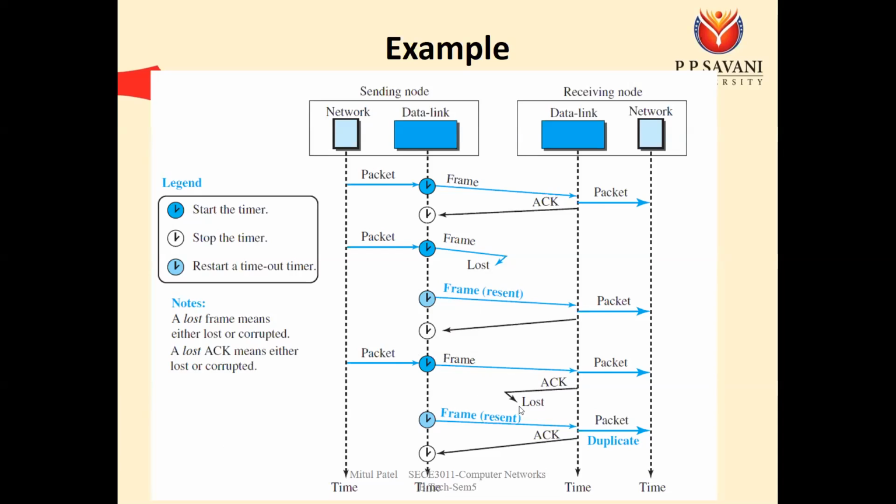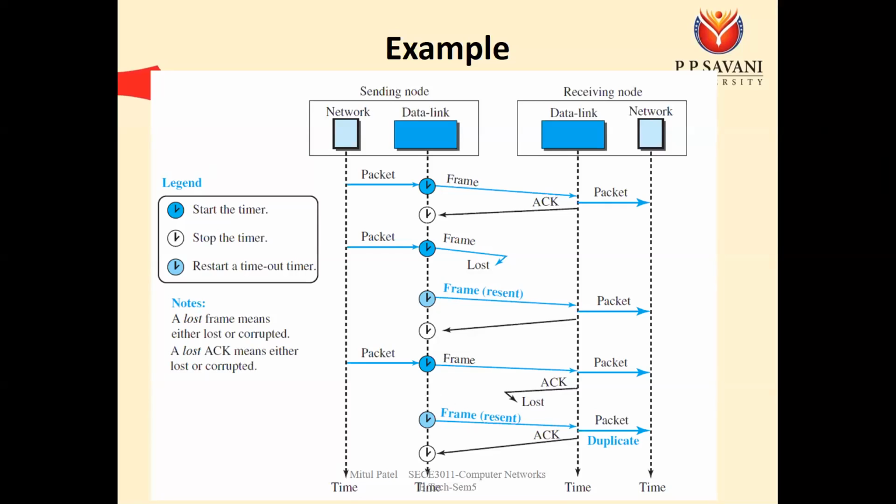But what is going to happen? The acknowledgement is lost during the transmission. Now if your acknowledgement is lost, what is going to happen at the sender side? Within that timer we are not getting the acknowledgement. Your timer has started, the acknowledgement was sent by the receiver, but the acknowledgement is lost within the network. So the sender is not getting the acknowledgement within the time period.